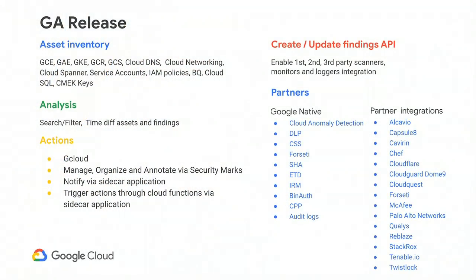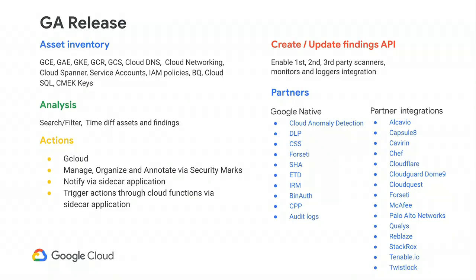So I'm going to summarize. Again, we're very excited today to announce the GA launch of the Cloud Security Command Center. It includes an increasing set of underlying assets in GCP that we inventory for you, and the ability from an analysis standpoint to do search filtering, time diff assets and findings, and to take action. We've also announced gcloud, so if your preferred mode is the UI, you can use the UI.